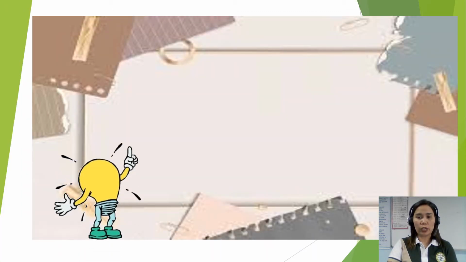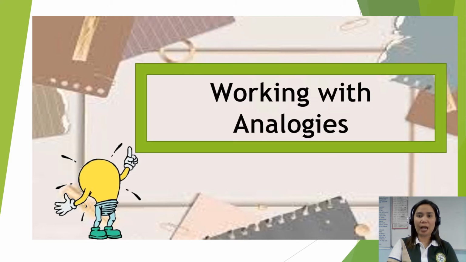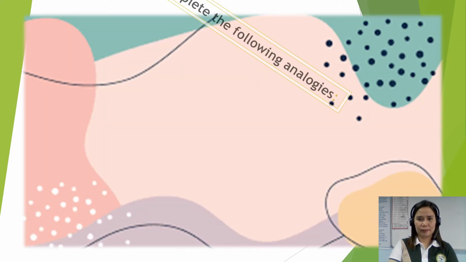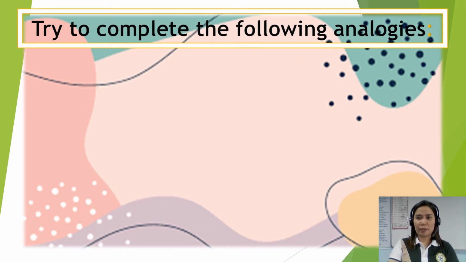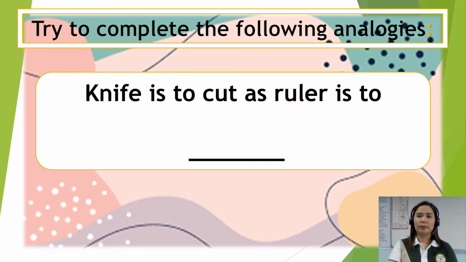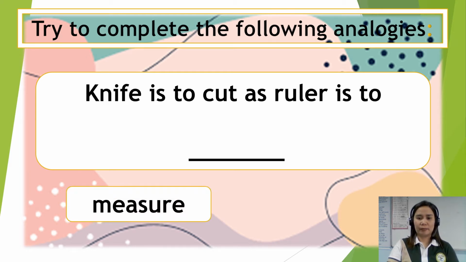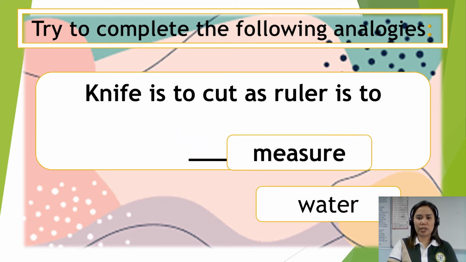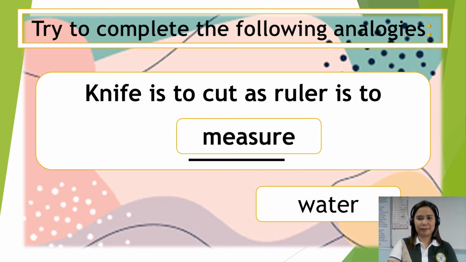So let us start by working with analogies. So let's have some examples. So try to complete the following analogies. First, we have knife is to cut as ruler is to blank. Measure, water. The answer is measure.